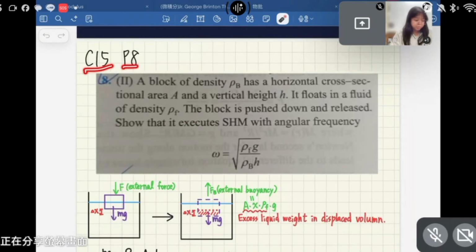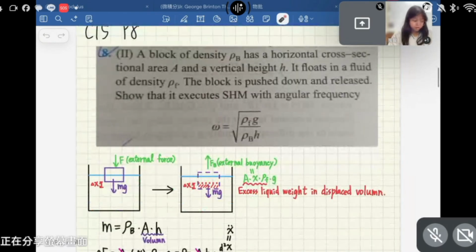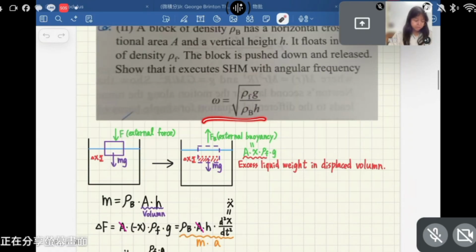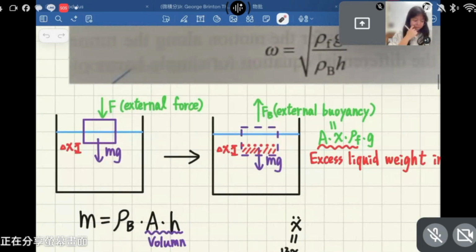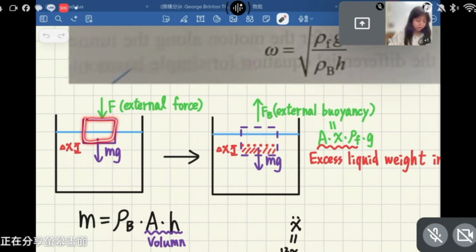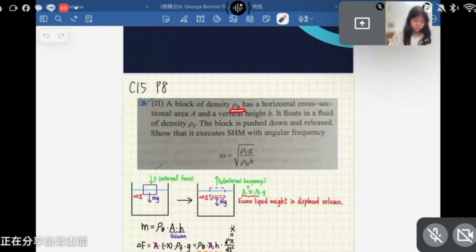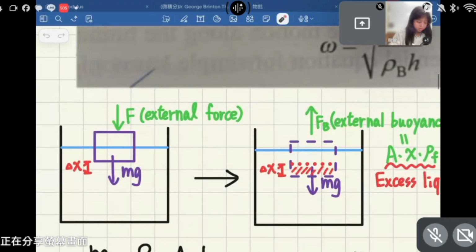Chapter 15, practice 8. The question is, show that it executes SHM with angular frequency this. So, the system is a block of density ρ_B floating on a fluid of density ρ_F. When the system reaches equilibrium, the net force is 0.